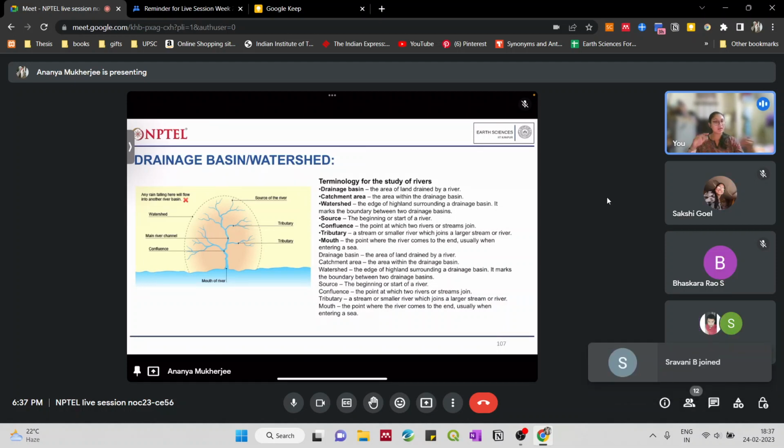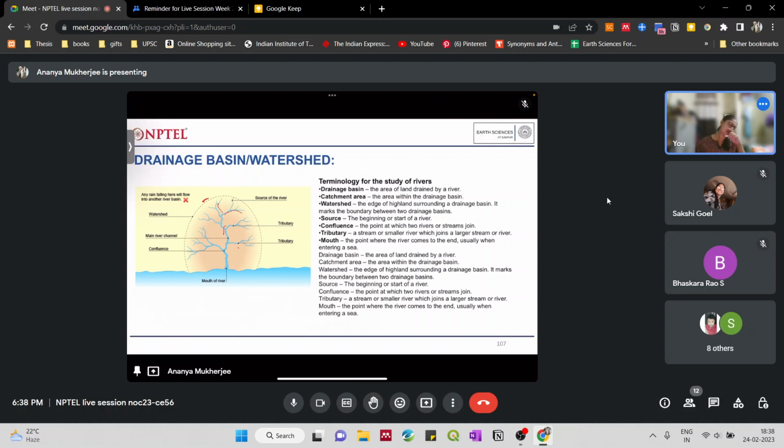We had learned some part of this even in the previous live session. You can see that this entire area is a watershed, this is your drainage divide, and this is your main river channel. This is the source, and then different tributaries are joining and forming the main river channel over here. These are the tributaries, and wherever they join the main channel, these are confluences.